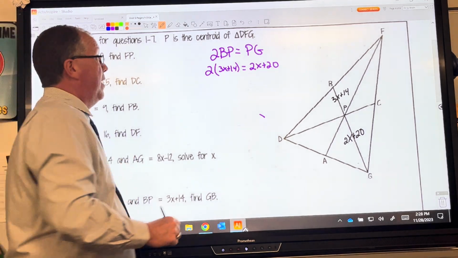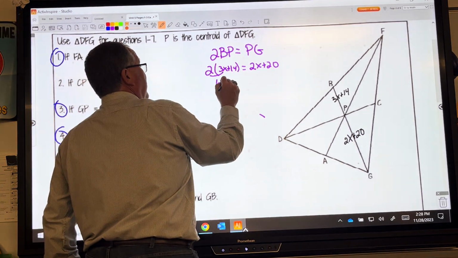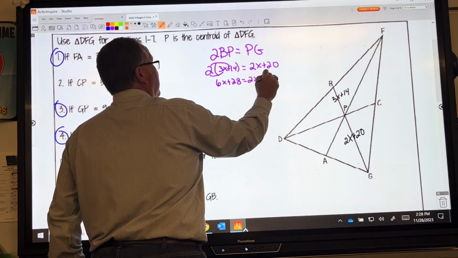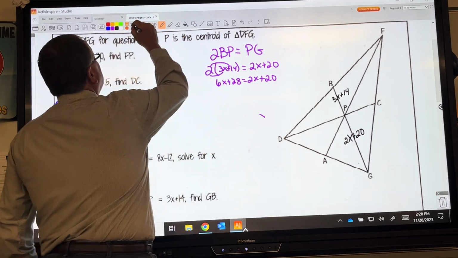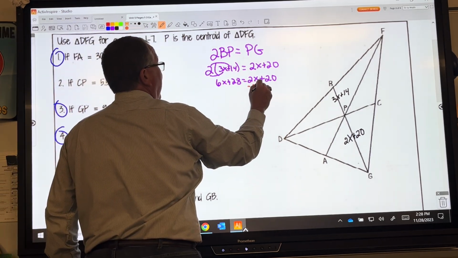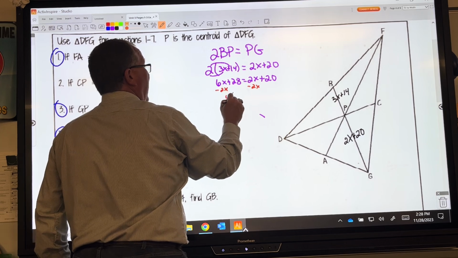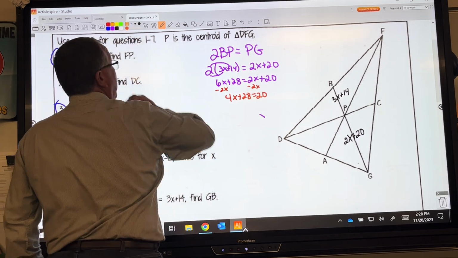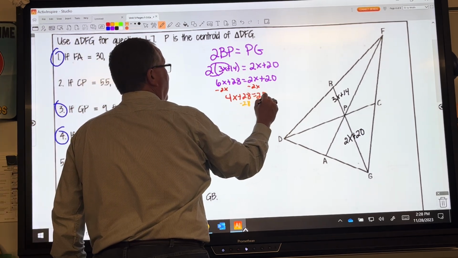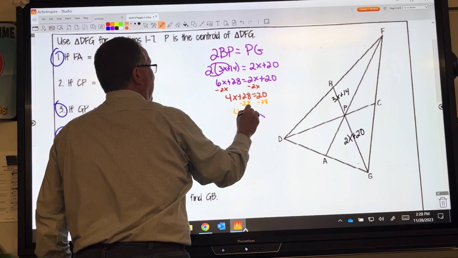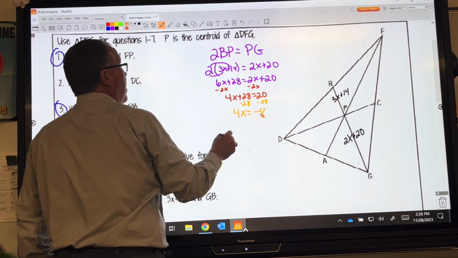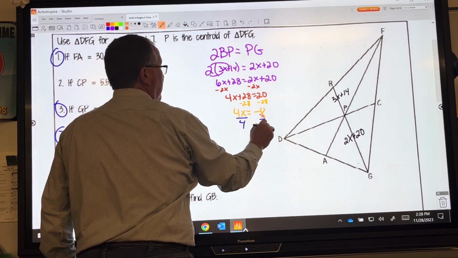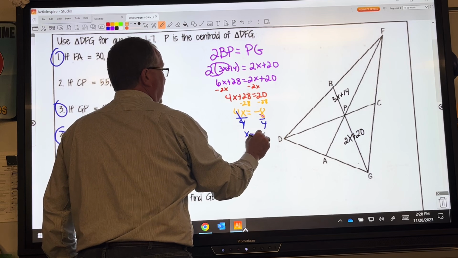From here, we're just solving the equation. Distribute. That gives me 6x. Distribute, that gives me 28. That equals 2x plus 20. We're going to subtract the 2x from both sides so I can get my x by itself on one side. That gives me 4x plus 28 equals 20, right? We're going to subtract the 28 from both sides. That gives me 4x equals -8. And then I'm going to divide by 4, and I get x equals -2.